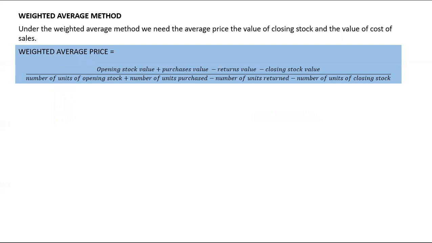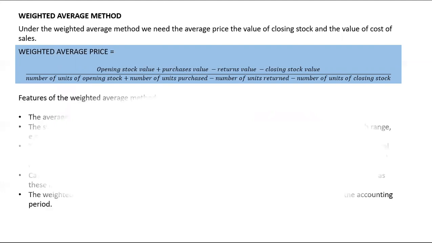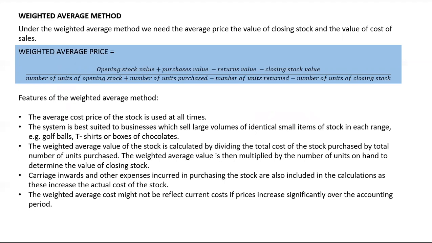Okay, weighted average price is simply opening value plus purchases minus returns value minus closing stock value, divided by number of units of opening stock plus number of units purchased minus number of units returned minus number of units closing. So you realize it's simply value divided by units. So that's how we calculate our weighted average.